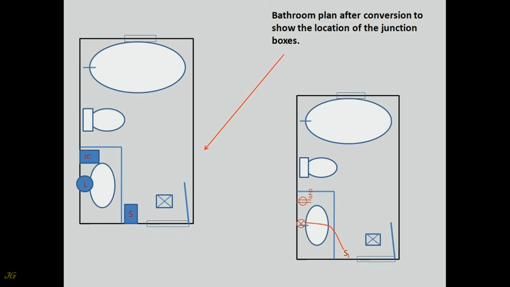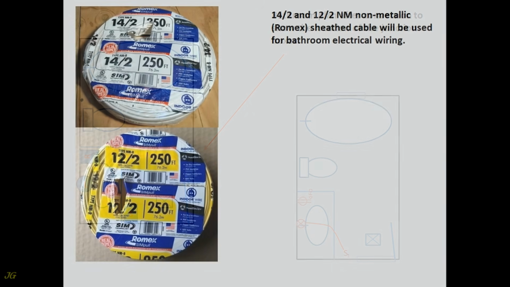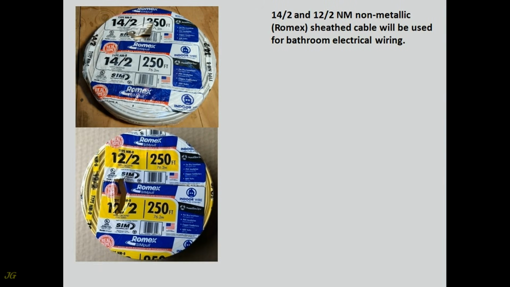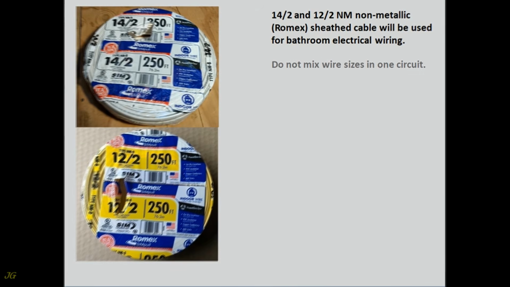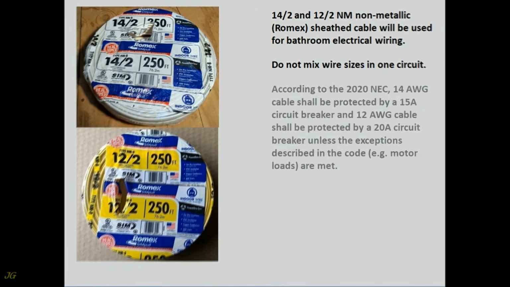Bathroom plan after conversion to show the location of the junction boxes. 14, 2, and 12, 2, NM non-metallic, Romex, sheathed cable will be used for bathroom electrical wiring. Do not mix wire sizes in one circuit.